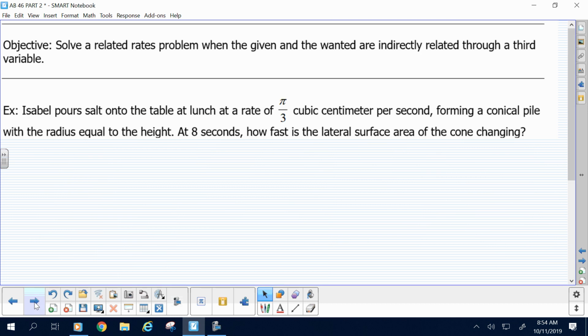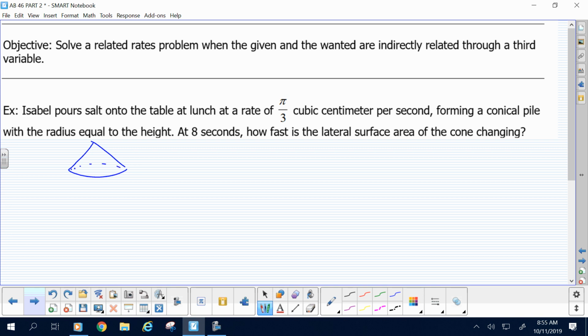So let's try one. Solve a related rates problem when the given and the wanted are indirectly related through a third variable. And then we'll also do maybe another three variable problem on the homework. So Isabel pours salt onto the table at lunch, at a rate of pi over 3 cubic centimeters per second.